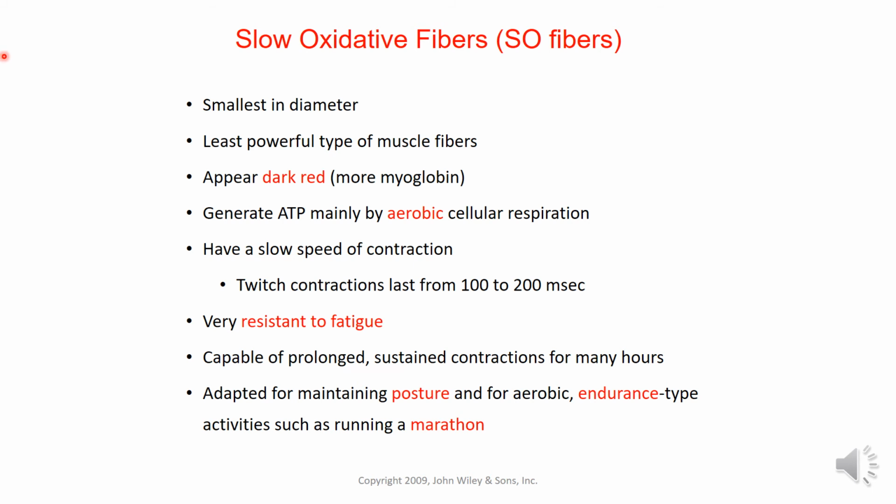So these slow oxidative fibers are smallest in diameter, least powerful type of muscle fiber, appear dark red, generate ATP mainly by aerobic glycolysis, have slow speed of contraction, very resistant to fatigue. Why are they resistant to fatigue? They have plenty of mitochondria and they contain large amounts of myoglobin. They are adapted for maintaining posture and performing exercise for long duration like a marathon runner.